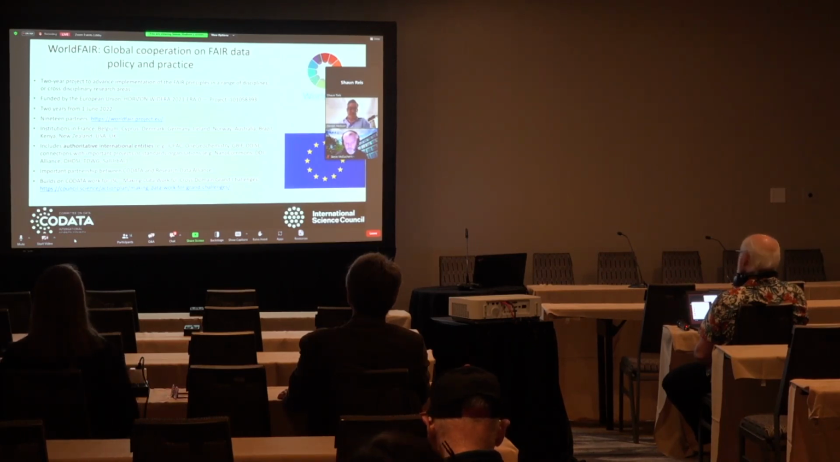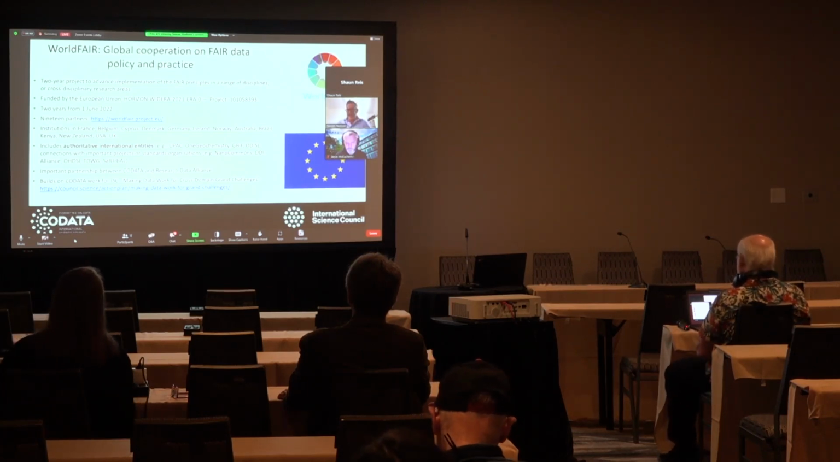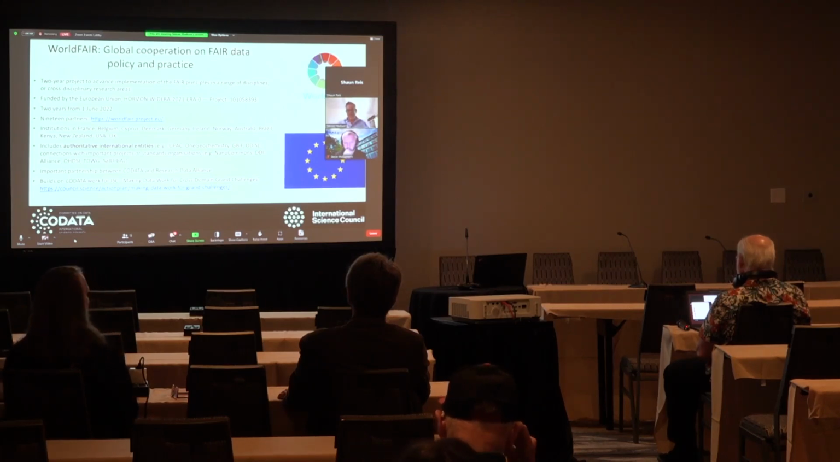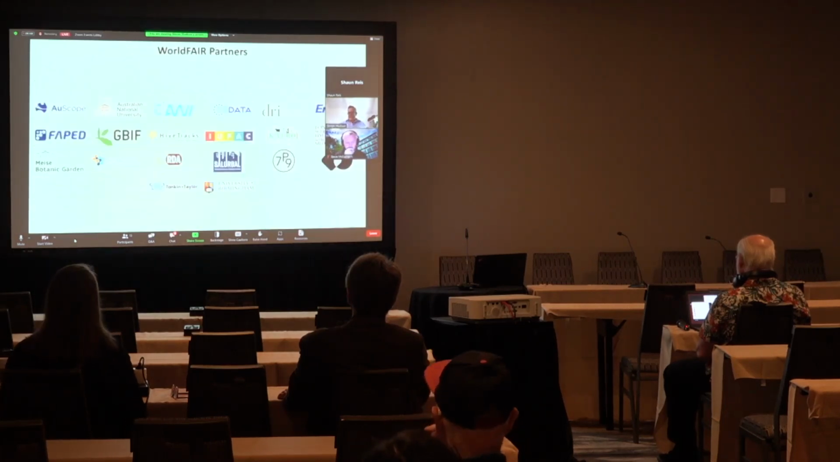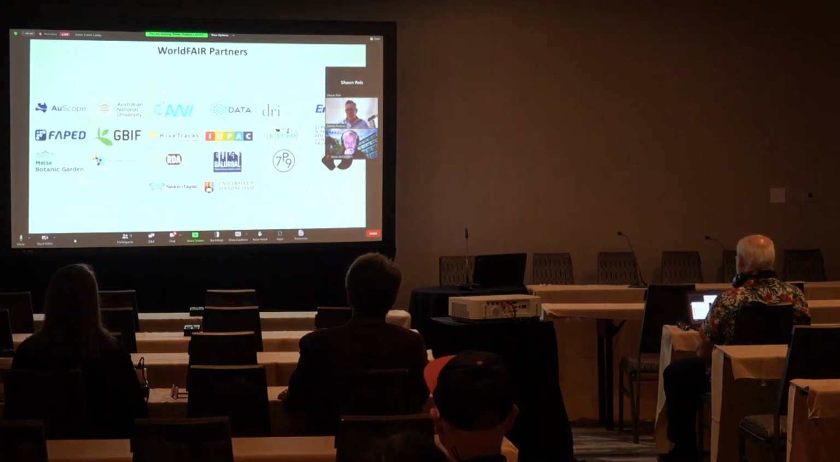It's also an important partnership between CoData and the Research Data Alliance, and it builds on some work that CoData has been doing for a few years, which I'll mention briefly. This is the list of partners. I won't go through them all. Please look at the slides, but it's a very strong consortium, and it's genuinely global in scope.